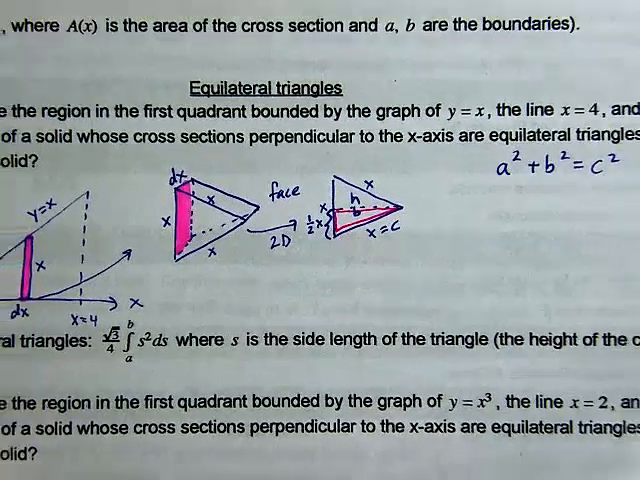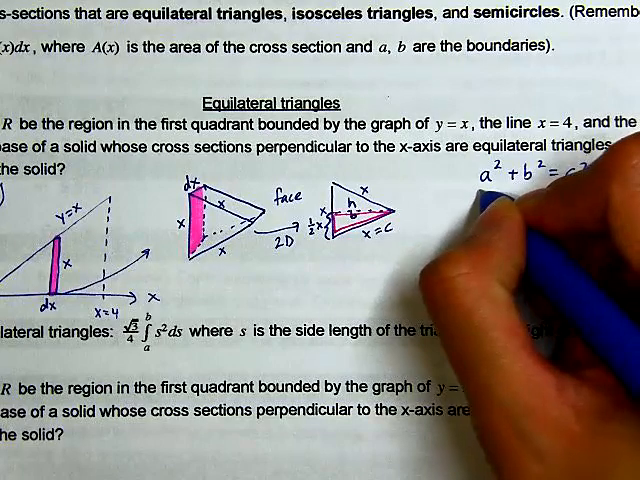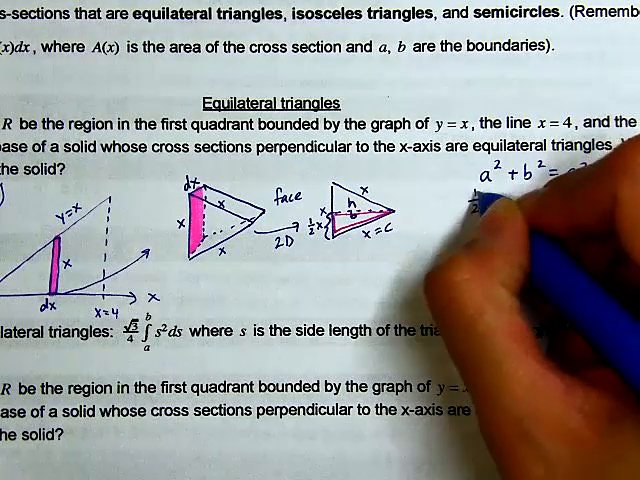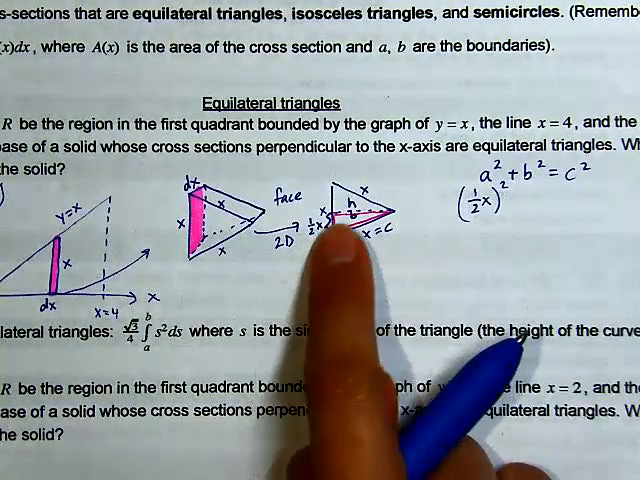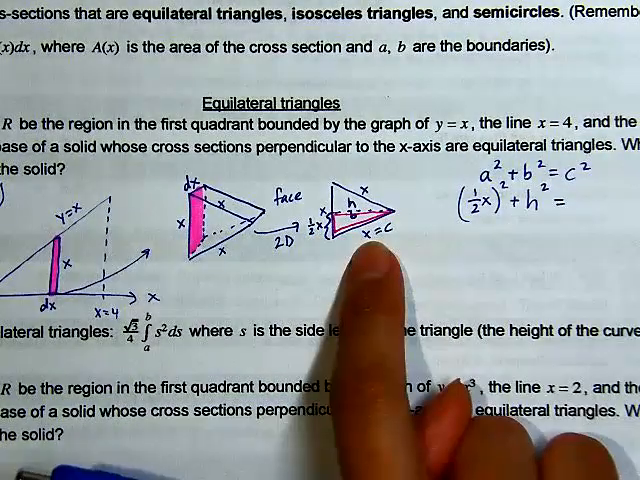All right, so let's go ahead and do Pythagorean theorem. So a is 1/2 x, and I'm going to square that. B is my unknown, what I'm trying to solve for, h. And c is my hypotenuse, that's x.